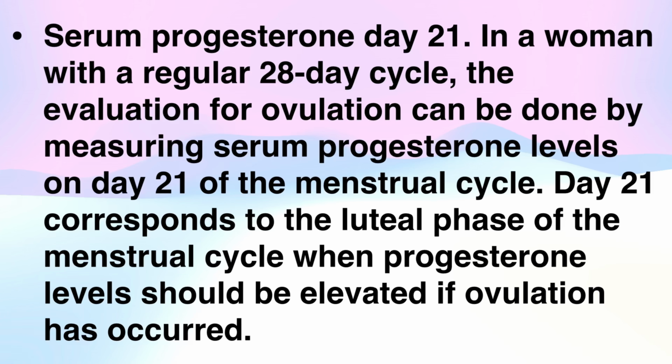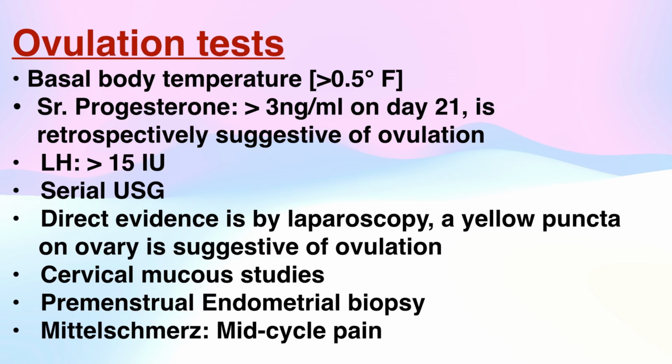In a woman with a regular 28-day cycle, the evaluation of ovulation can be done by measuring serum progesterone levels on day 21 of the menstrual cycle. Day 21 corresponds to the luteal phase of the menstrual cycle when progesterone levels should be elevated if ovulation has occurred. So now let's talk about the ovulation tests one must remember.